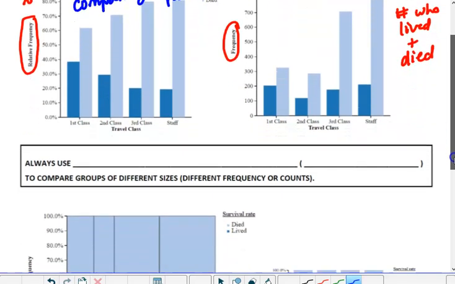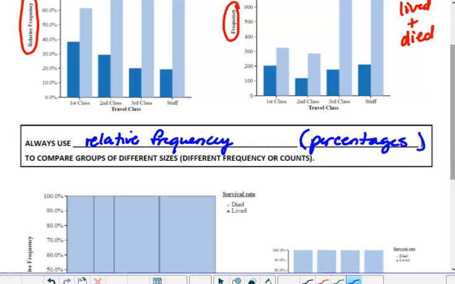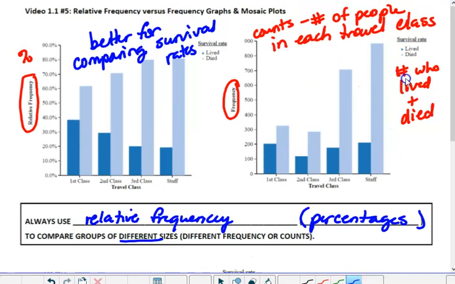So something I want you to write down as a really important piece of information is always use relative frequency, in other words, percentages, to compare groups of different sizes. In other words, different frequency or counts. Now, it's not because the frequency graph doesn't give us any important information. It does, but this is better for comparison. Now we're going to look at a type of graph that actually does both of these things well.